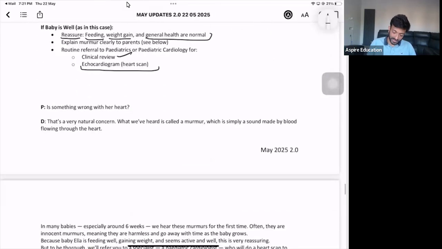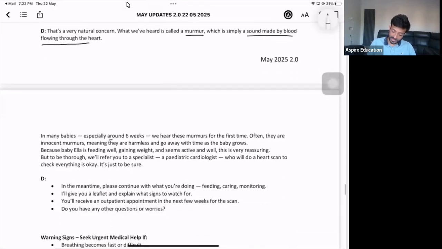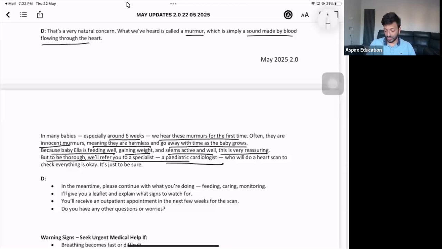You can explain that what we have heard is a murmur, which is a sound made by the blood flowing through the heart. In many babies around 6-8 weeks, we can hear these murmurs for the first time. Often they are innocent murmurs, meaning they're harmless and they go away with time as the baby grows. Because your baby is feeding well, gaining weight, and seems active and well, that's very reassuring. But to be sure, we will refer you to the specialist, a pediatric cardiologist, and they will be able to do an echo scan. That's the main thing.